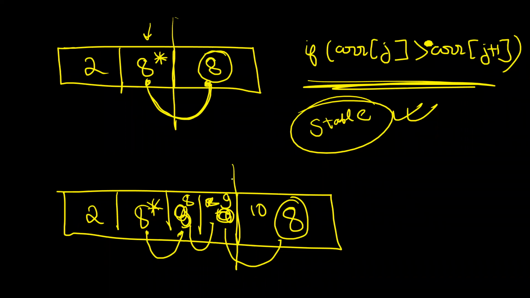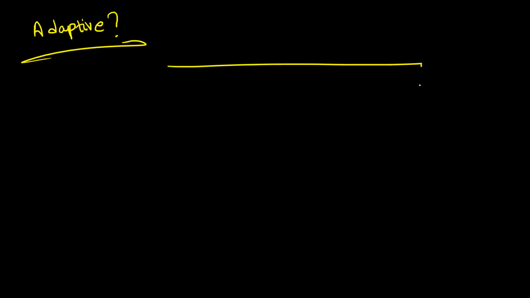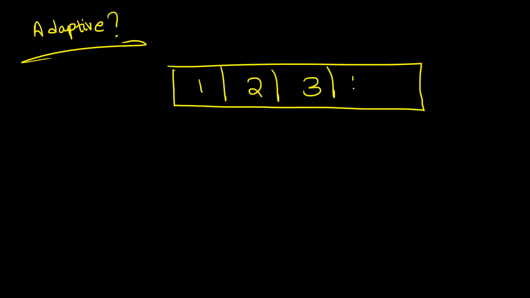Cool. Now, I ask you another question. Is this algorithm adaptive? Is it naturally adaptive? Or do I have to synthetically make it adaptive? Tell me. Let's look at the logic. How do I check if it is adaptive or not? Take a sorted input. Okay, I've taken a sorted input.